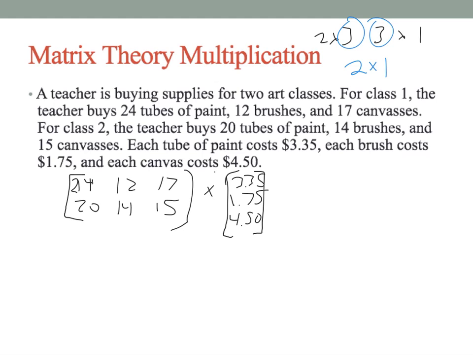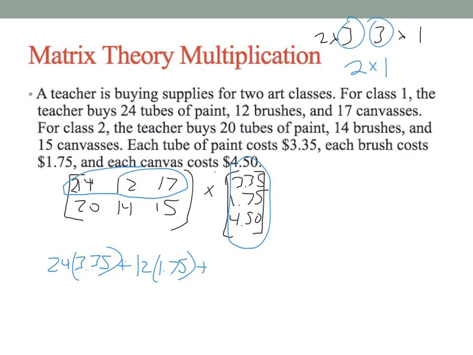So we are going to get a 2x1 in the end, so only 2 answers. So we'll start off with the top row of this first matrix multiplied by the entire column here. So we're, let's see, 24 times 3.35 plus 12 times 1.75 plus 17 times 4.50. Okay, it's going to get us the cost for class 1, and then we'll do the same thing with the amount of stuff for class 2.